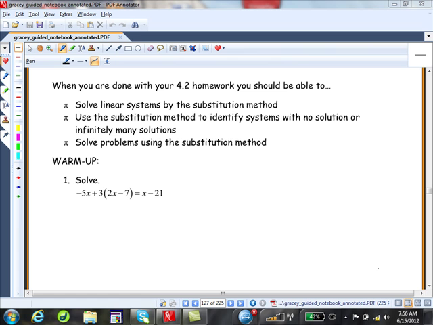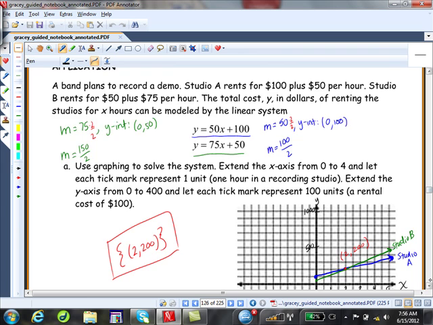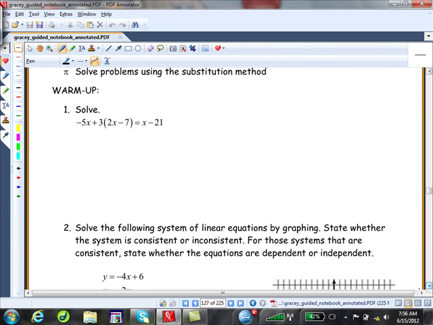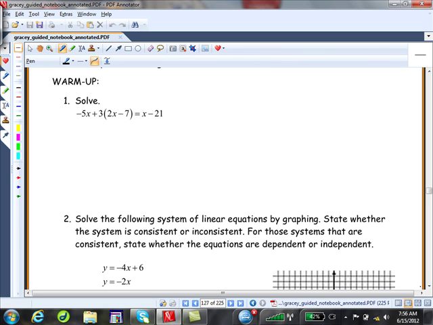The first two warm-ups here. One of them is solving a linear equation in one variable, and then the next one is what we did last time, solving by graphing. Okay? Go ahead, pause the movie and warm up. All right, let's see how you did today.